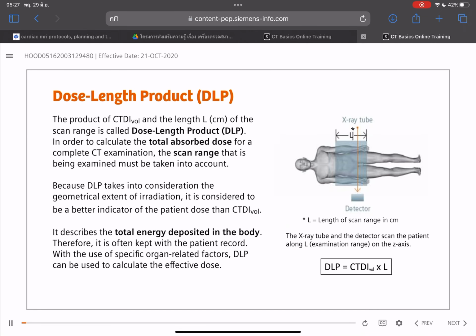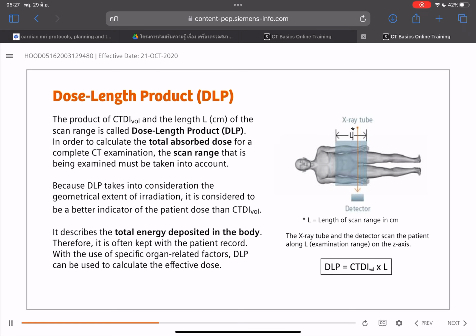The product of CT-DI volume and the length L in centimeters of the scan range is called dose length product, DLP. In order to calculate the total absorbed dose for a complete CT examination, the scan range that is being examined must be taken into account. The dose length product is measured in milligray centimeters.